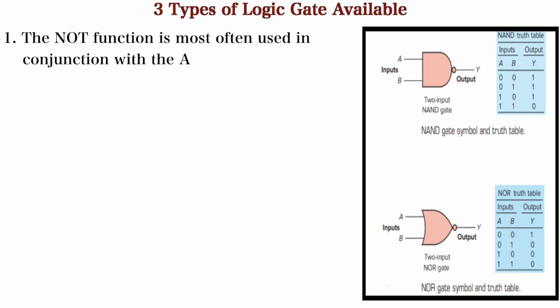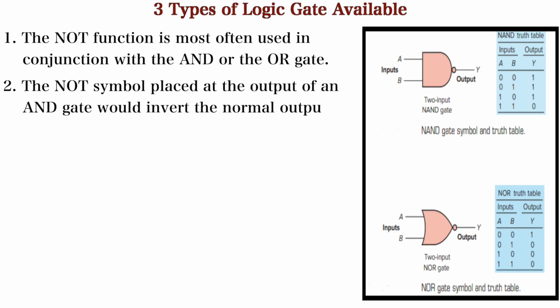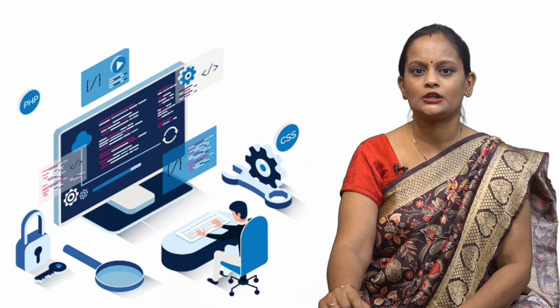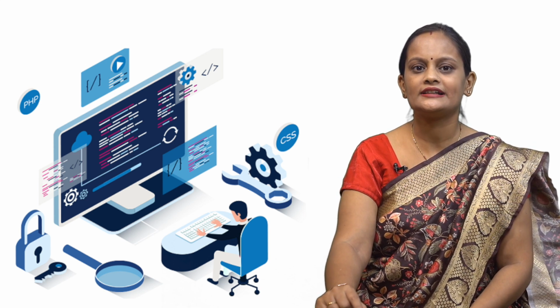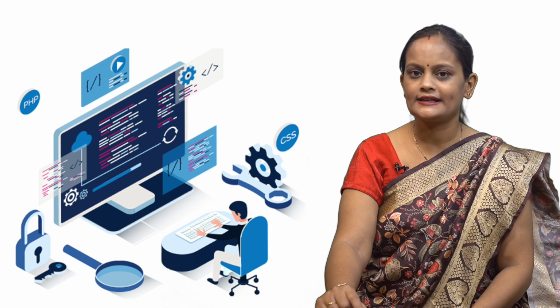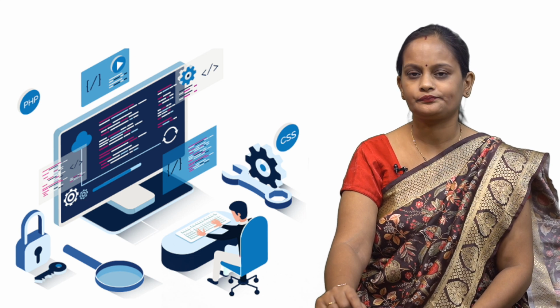Next, the NOT function is most used in conjunction with the AND or the OR gate to design the NAND and the NOR gate. The NOT symbol placed at the output of the AND gate would invert the normal output result of the AND gate and will represent the NAND operation. Simply, the AND gate with an inverted output is called a NAND gate. Here in the figure you can clearly see the NAND gate symbol and its truth table.